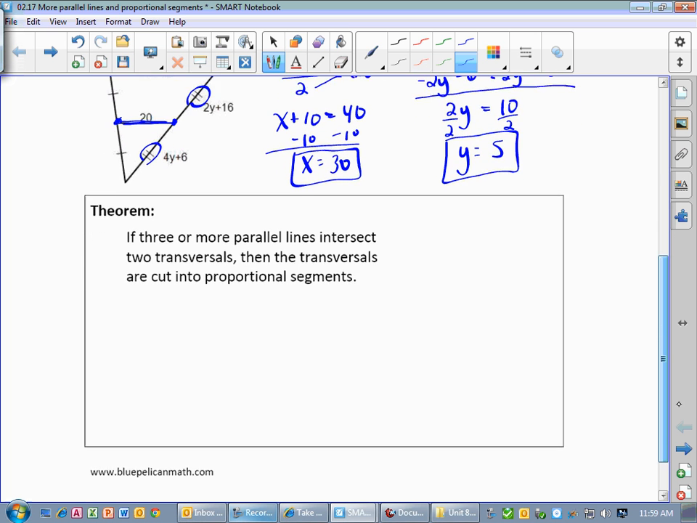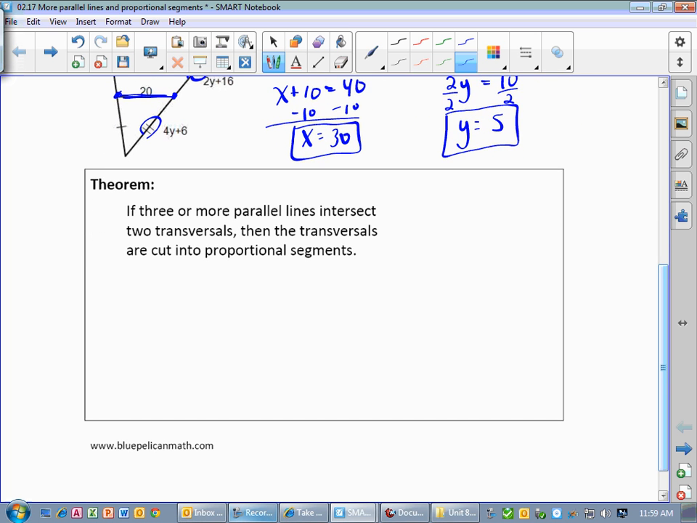Another theorem says if 3 or more parallel lines intersect 2 transversals, then the transversals are cut into proportional segments. Okay? So if 3 or more parallel lines, I'm just going to draw 3 parallel lines.